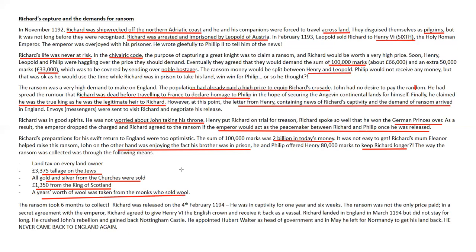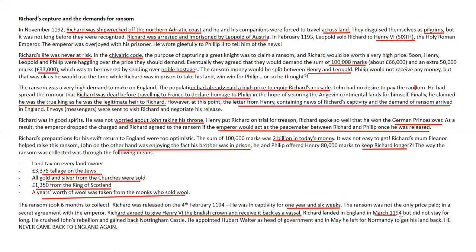king Richard was. Now, the ransom took 6 months to collect, and Richard was eventually released on the 4th of February 1194. He was in prison for 1 year and 6 weeks. The ransom wasn't the only price paid. In a secret agreement with the emperor, Richard agreed to give Henry VI the English crown and receive it back as a vassal. So actually, Richard agreed to give his own crown to the Holy Roman Emperor and receive it back as like a loan, because that's what being a vassal is. You're looking after it for someone.